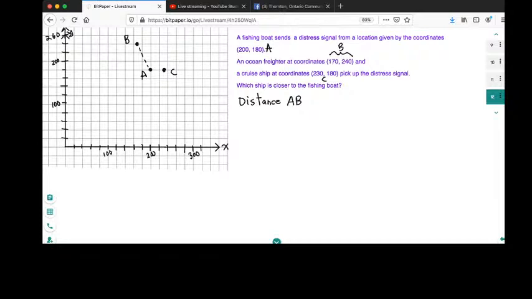And what we really want to do is, first of all, write our distance equation. But even before that, we want to write out what our coordinates are. So if A is 200, 180, and B is 170, 240, I actually would recommend typically making B as x1. It doesn't really matter though. Like I said, they can just be chosen as long as they make sense with one another.